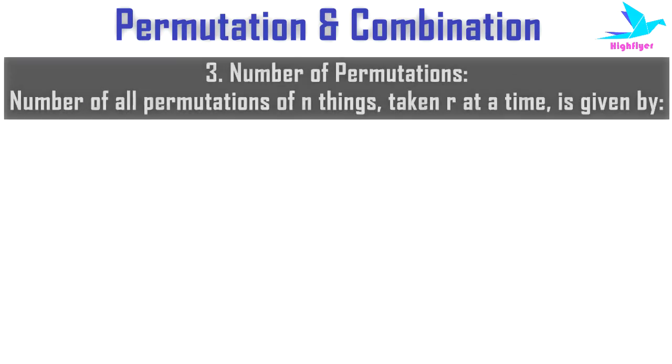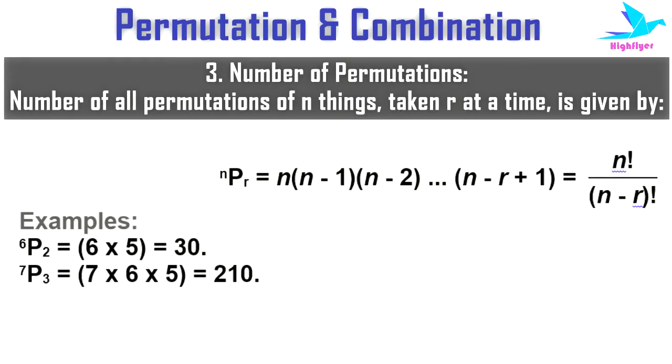Then we'll know about the number of permutations. The number of all permutations of n things taken r at a time is given by n permutation r equals n into n minus 1 into n minus 2, and so on till we reach n minus r plus 1. That is equal to n factorial by n minus r factorial. For example, 6 permutation 2 equals 6 into 5, that is equal to 30. 7 permutation 3 equals 7 into 6 into 5, that is equal to 210.